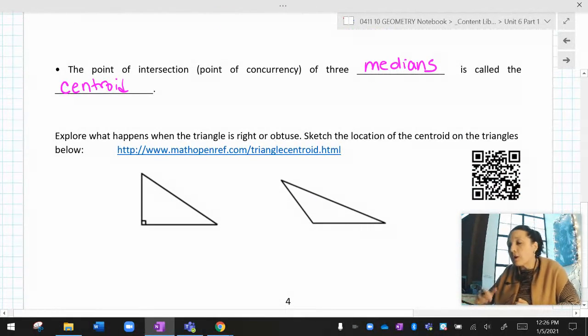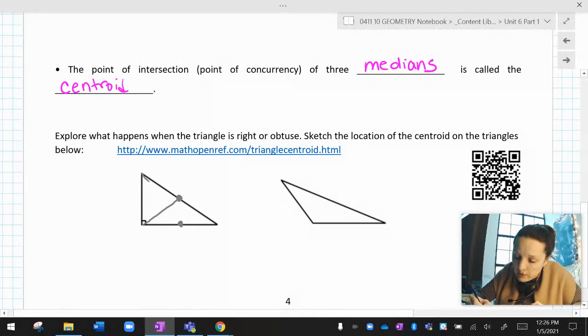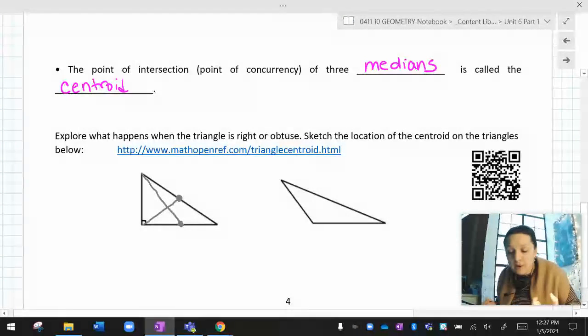Now, sometimes when triangles are acute, obtuse, or right, we have those incenters and circumcenters sometimes inside, sometimes outside, it depends. So if we were to sketch in a couple more medians here, I'm going to sketch a median on this one. There's a midpoint, connect to the opposite vertex. There's a midpoint, connect to the opposite vertex. Those medians intersect on the inside.